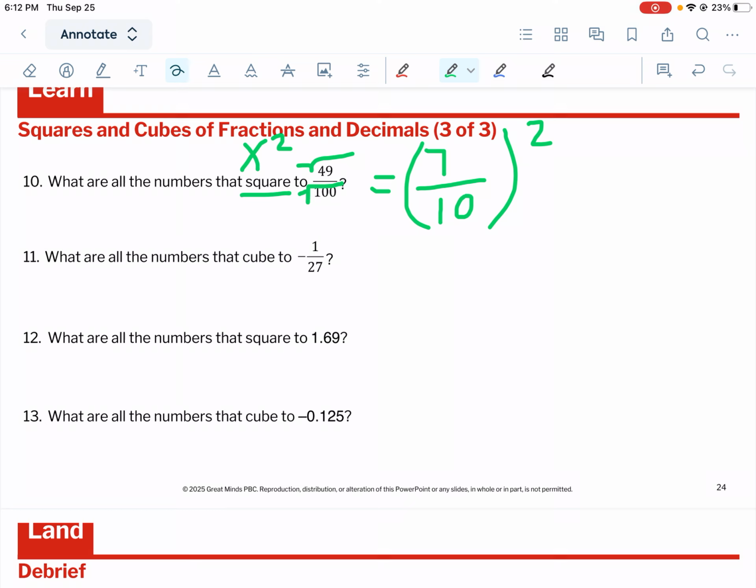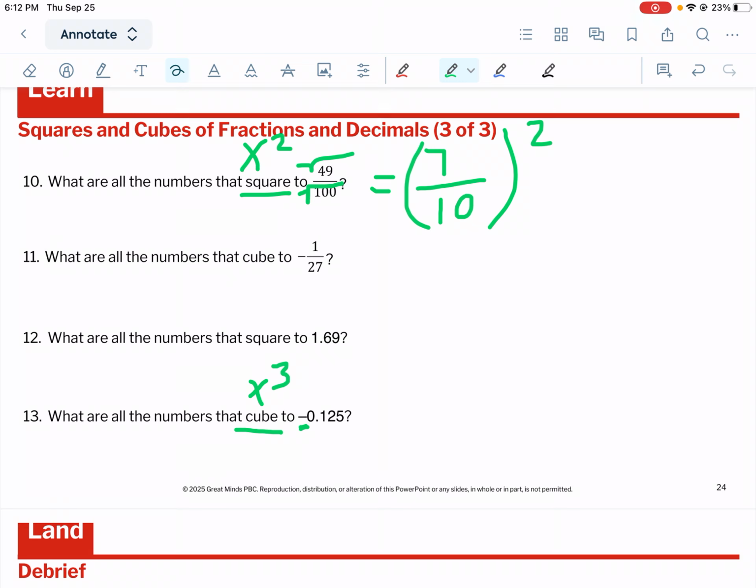For 13, it says, what are all the numbers that cube? Rewrite your formula every time you see it to negative 0.125. Anytime you're given a negative value that's been cubed or is a cube value, a perfect cube value, know that your answer is going to be negative every time. Every single time. The reason being is because a negative times a negative is a positive, yes, but if you multiply by one more negative, that is how you get that negative value.